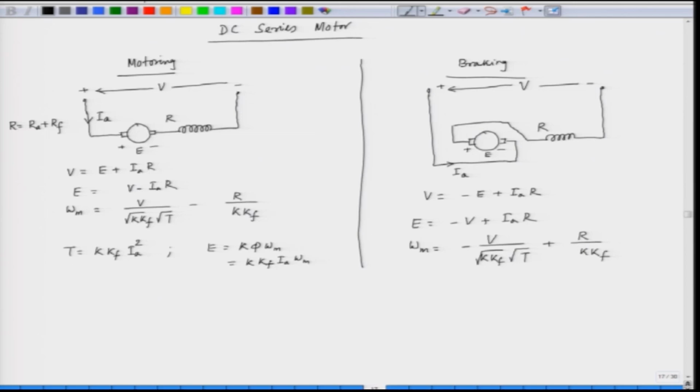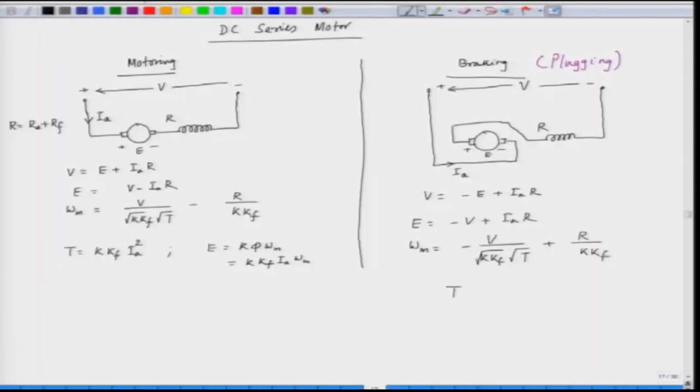Now, this braking is a special type of braking, this is called plugging. In a series motor, when we talk about braking, it is usually plugging. We reverse the armature connection, and the motor torque decreases. Here the torque is negative, because the connection has been reversed. So, the torque here is minus k k f I a square, torque is negative. So, when the torque is negative, we call this braking.